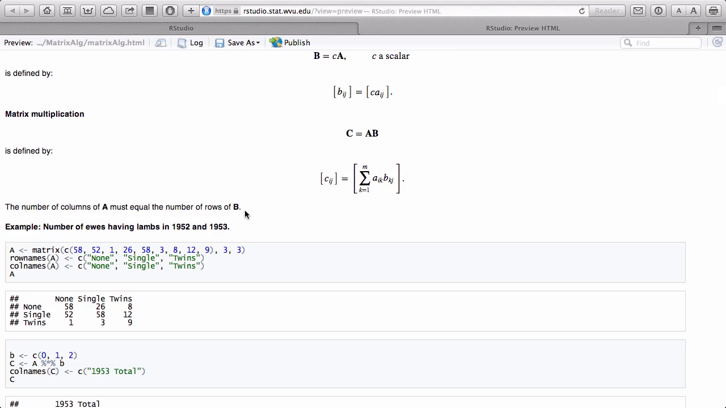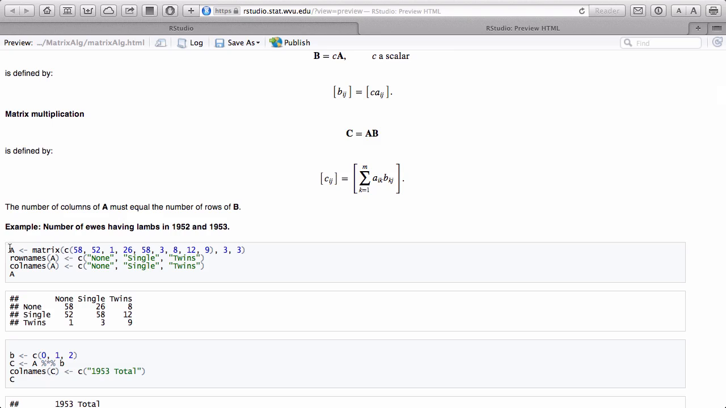Now, what is the dimension of C? If A is n by m, and B is m by p, then what is C? It would be n by p. You would take the first dimension of A and the last dimension of B. If you think about it, you'll see why that's the case.